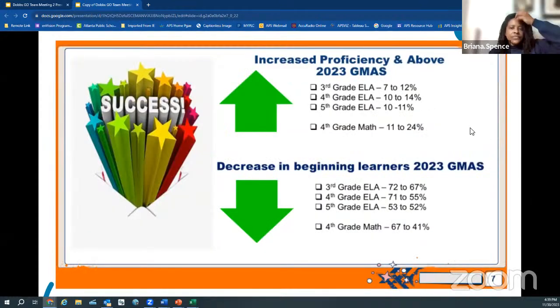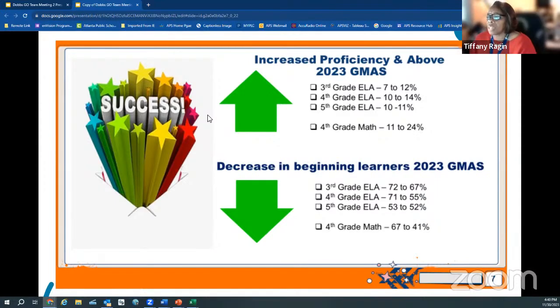Ms. Reagan, can I ask a question? Absolutely. Looking at that MAP data, it starts at second grade. Is that because the kindergarten only took fluency last year? Yes, ma'am. They only take fluency.